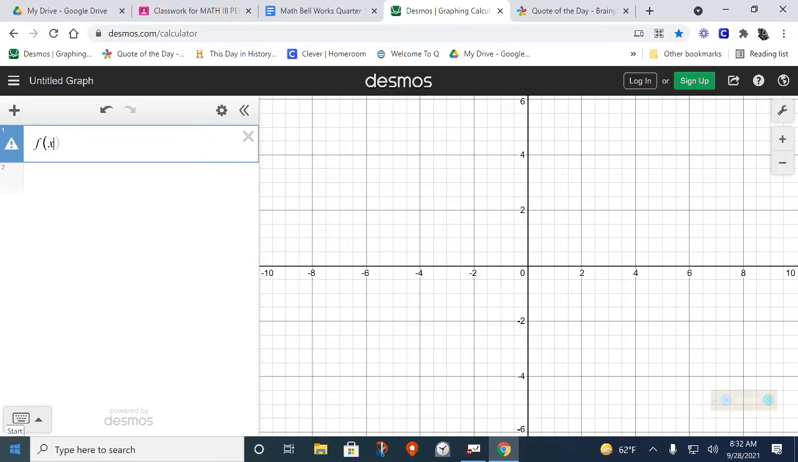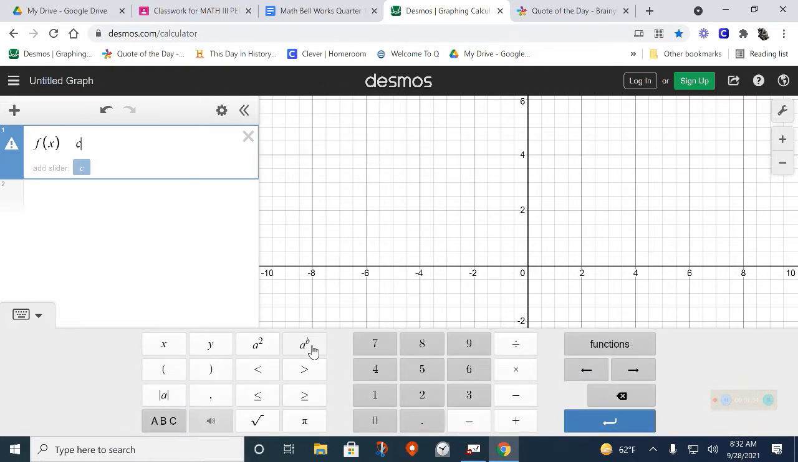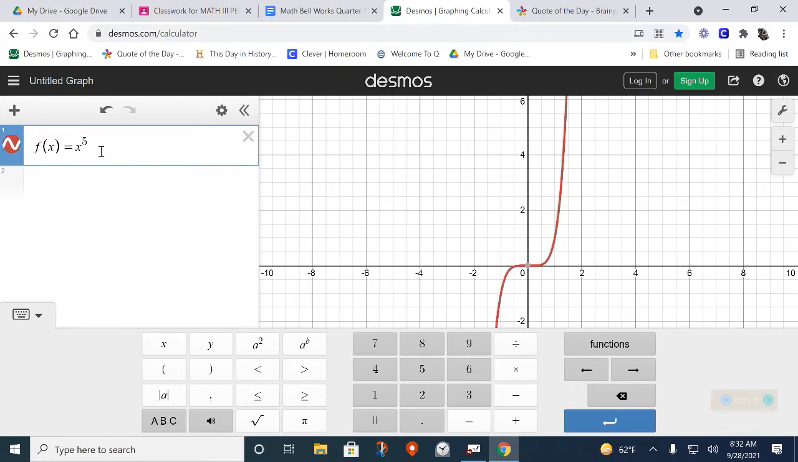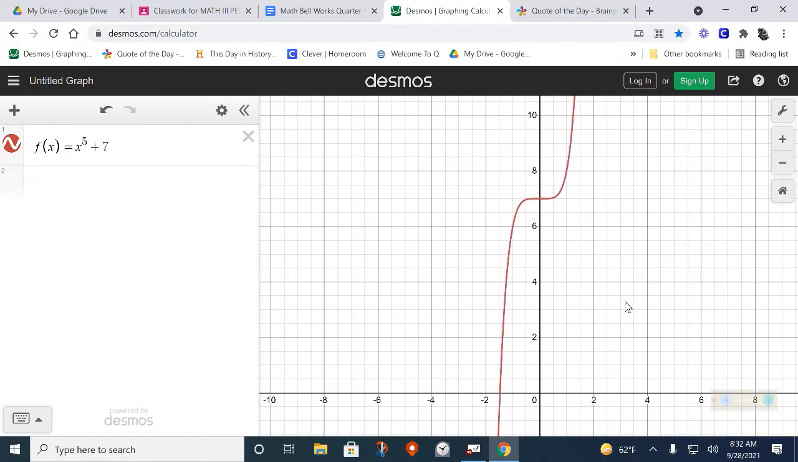f of x equals x to the 5th plus 7. All right. That's a polynomial function because I have different terms. Polynomial is just a lot of terms added up. In this case, there's only 2 terms, but sometimes polynomial functions will have a lot of terms. I only gave you x to the 5th plus 7, still a polynomial function.